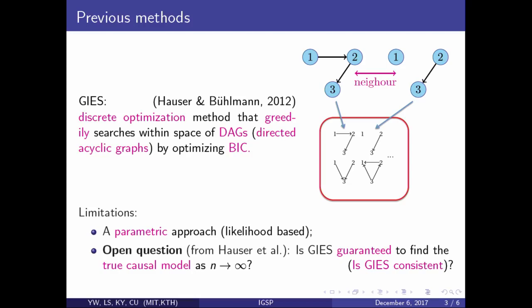However, it has two limitations. First, it is a parametric approach that relies on the Gaussianity of the data. In other words, the BIC scoring function is a likelihood-based scoring function. In addition to this, it is still an open question whether GIES is consistent or not. Or in other words, whether it is guaranteed to output the true causal model as the number of data goes to infinity.